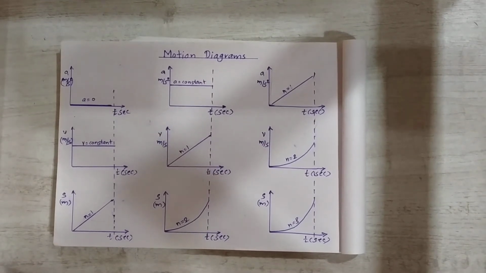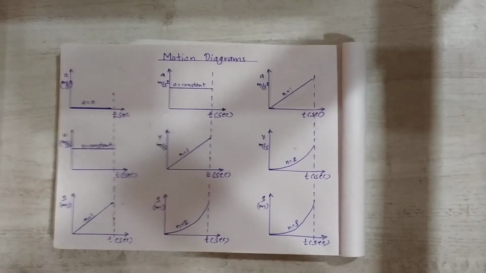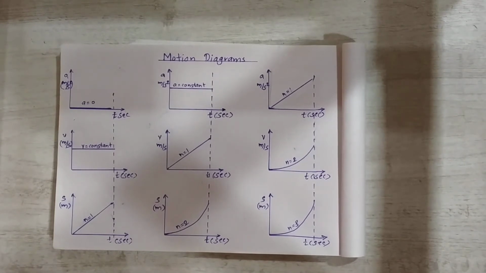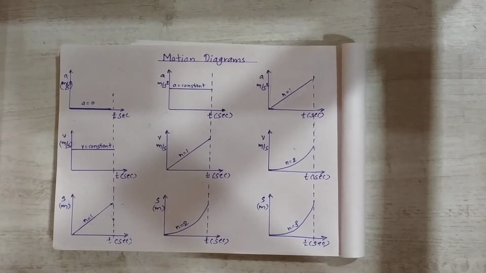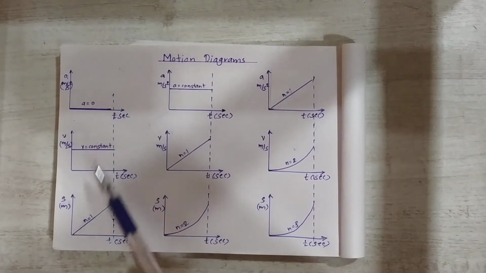Hello students, today we are going to learn motion diagrams. In motion diagrams, these three terms are very important: acceleration, velocity and displacement. Now here in the diagram, see in this first column, that is the first three diagrams.